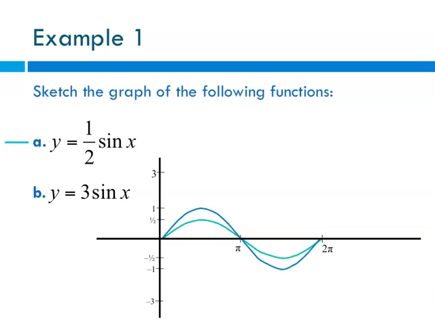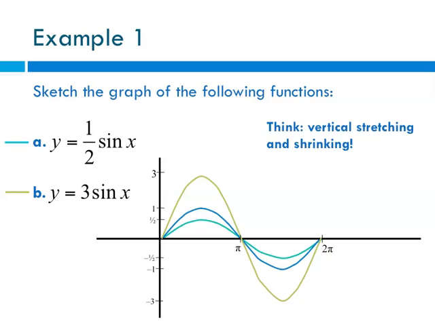So if you go to y equals 3 times sine of x, the same thing's going to happen. It's still going to start at 0. It's still going to cross the x-axis at pi and at 2 pi. The only difference is it's going to have a max all the way up at 3 and then all the way down to negative 3. Another way to think of this is really just a vertical stretch or shrink, right? That's really what we're doing here.